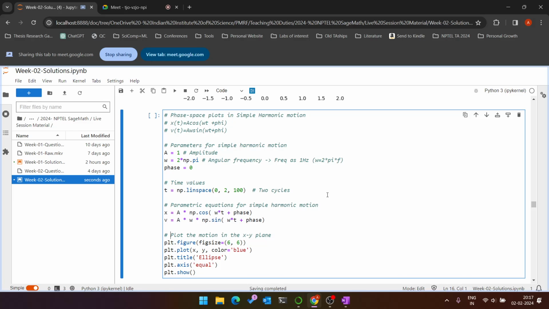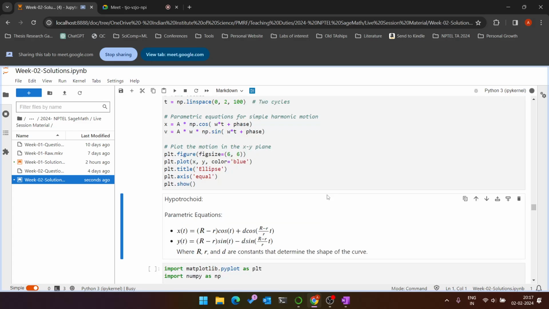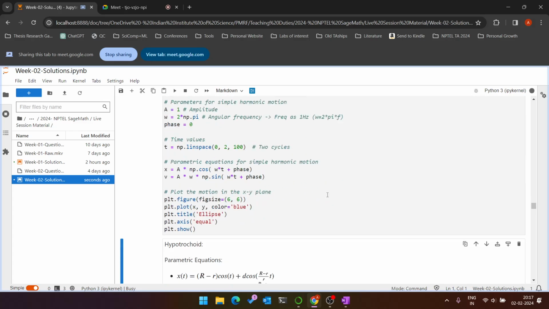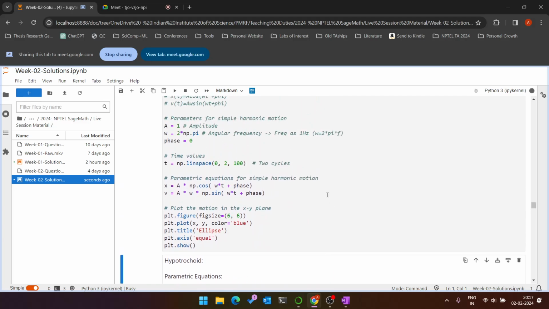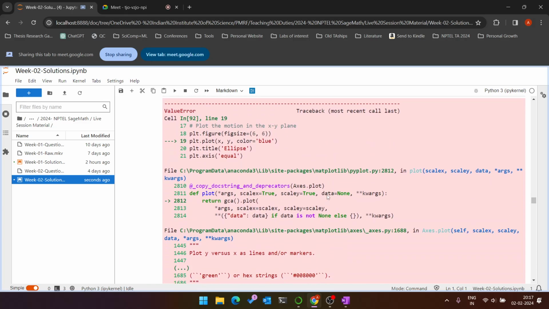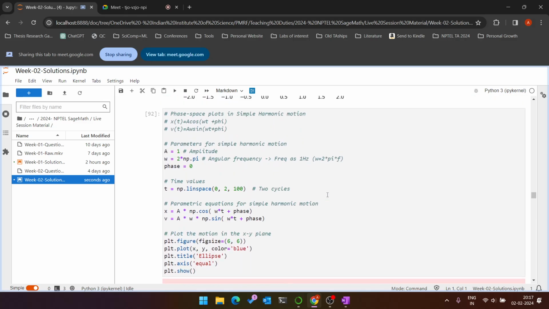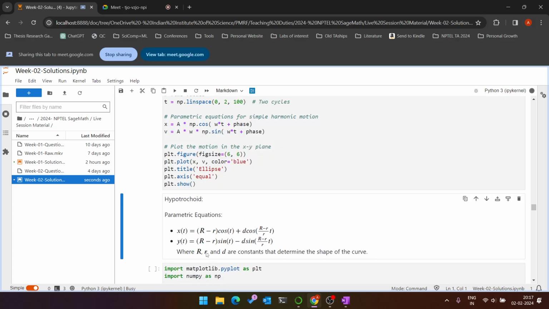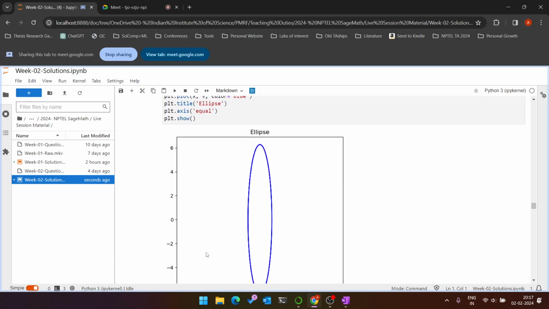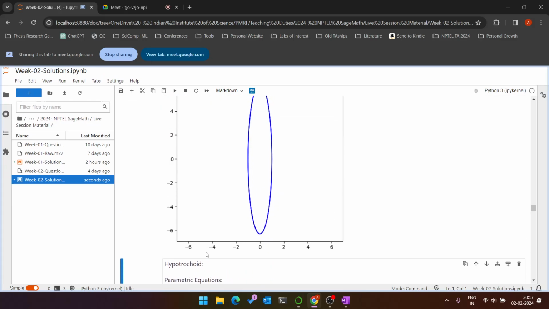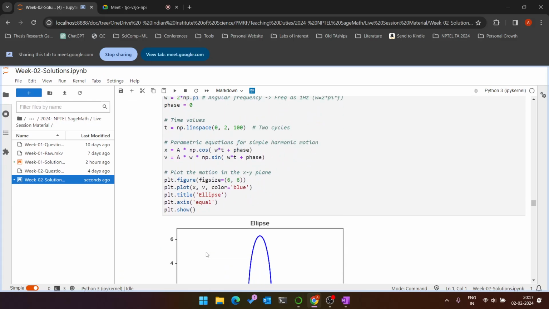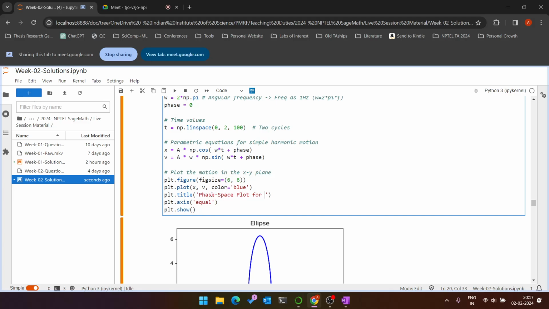And if I want to plot x comma y now, okay, this is taking a bit of time. Okay, I have to plot x comma v. I made a mistake here, sorry. So this is how my ellipse turns out to be. So this is basically my phase space plot for SHM.